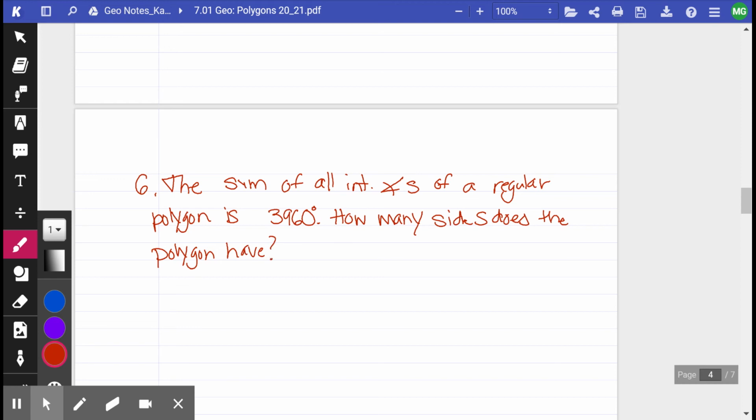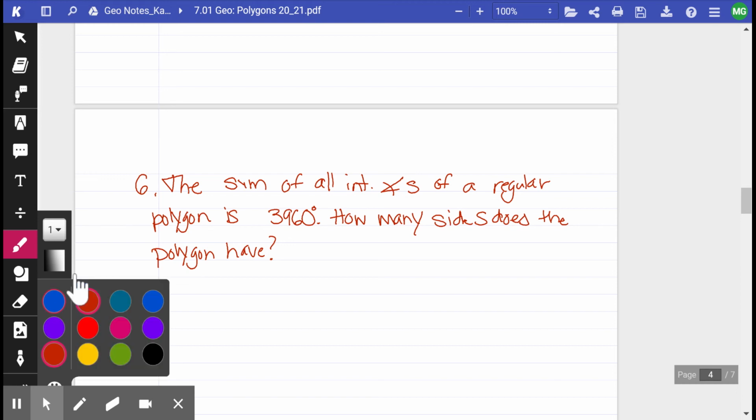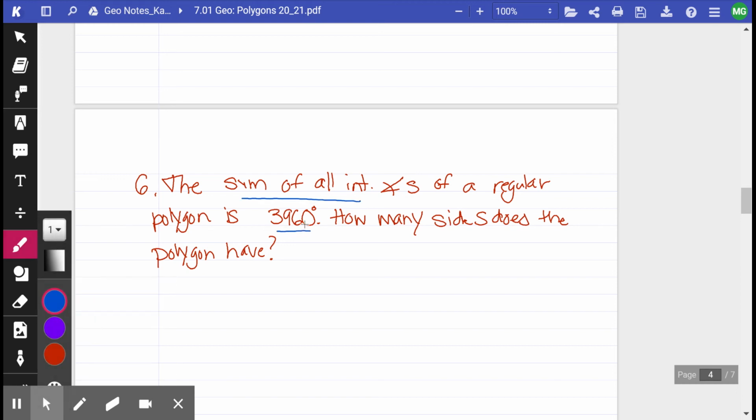All right, so for this one, they are giving us the sum is 3,960 degrees. So let's start then, that's all the information we have, and we want to know how many sides. So let's start with our sum formula then. So we know the sum is equal to 180 times n minus 2. So that's good. We have an n here, so we need to solve for n. So let's substitute in what we know. Well, we know the sum is 3,960. So we're going to put that in for the sum. So set this equal to 3,960. And now we're going to solve for n.